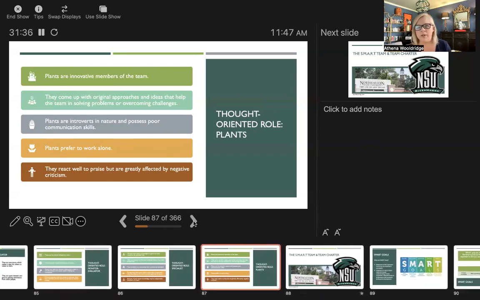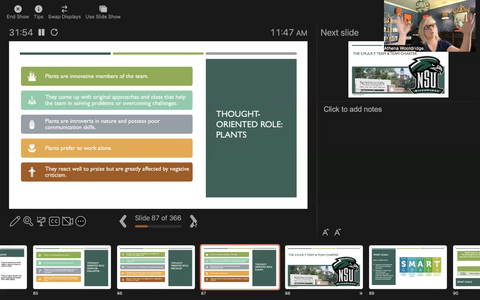Our final thought-oriented role is what we call plants. I mean, I don't love that name, but there you go. That's what they are. They can be incredibly innovative. And sometimes they're so out there and so wild with their ideas that people don't really consider those. But as I've told some of the groups, it's much easier to take this big wild idea and pare it down than it is to take a really small idea and make it big. So they are very innovative type of people.